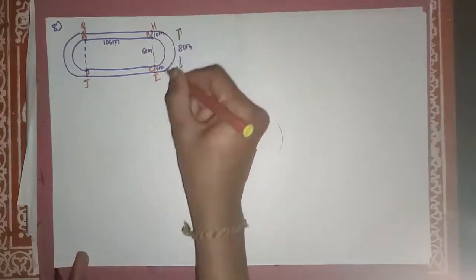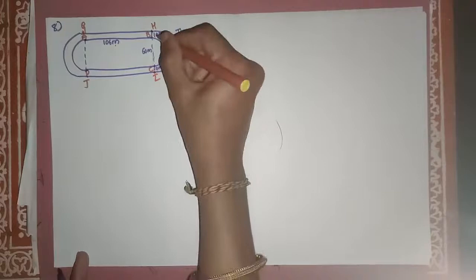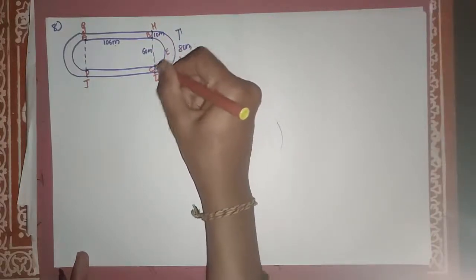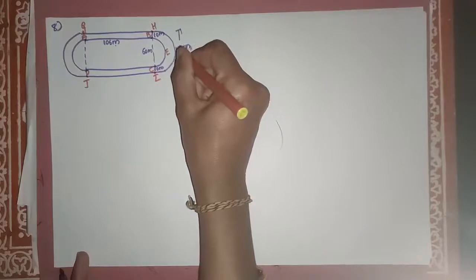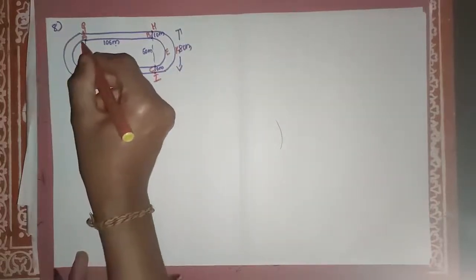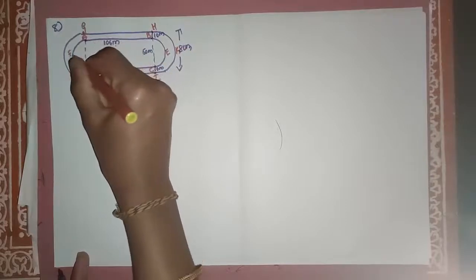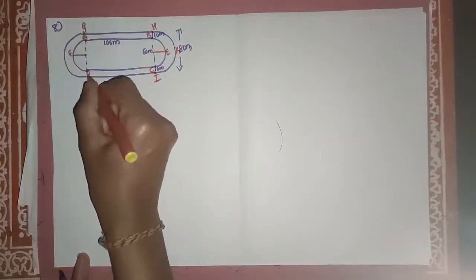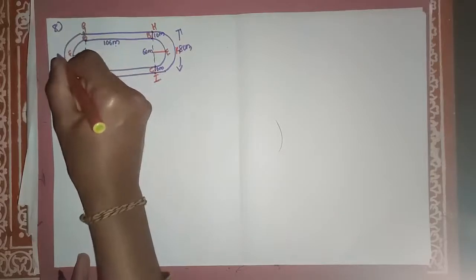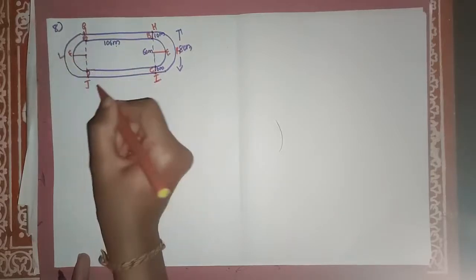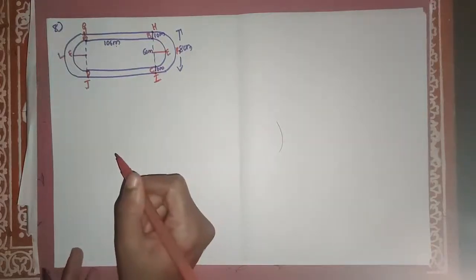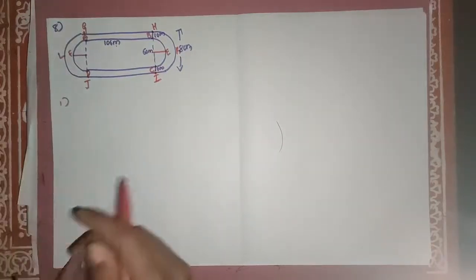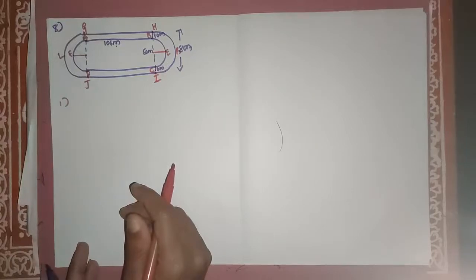Here we have semicircles. I call these B, E, C and H, K, I. Here I name them A, F, D and G, L, J. I just draw a line here because these are semicircles, and this is the center of the semicircle. The first question is the distance around the track along its inner edge.